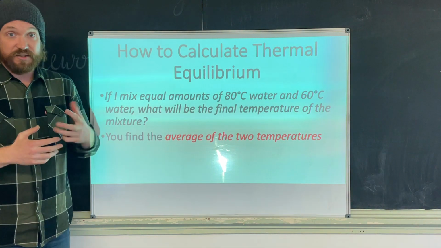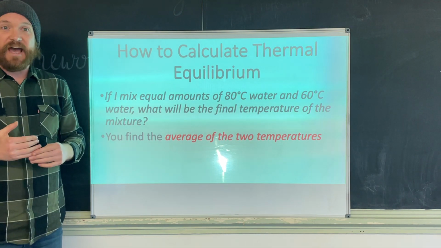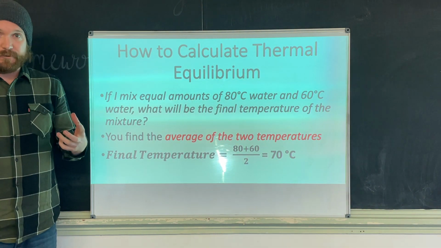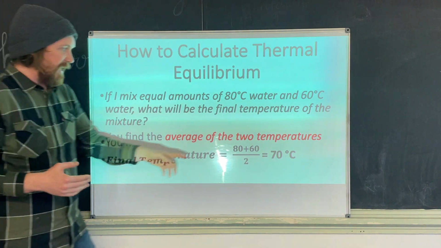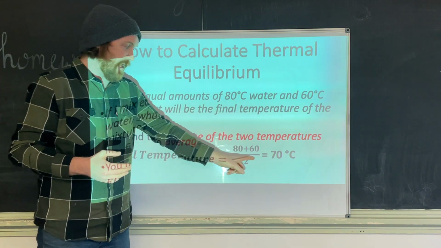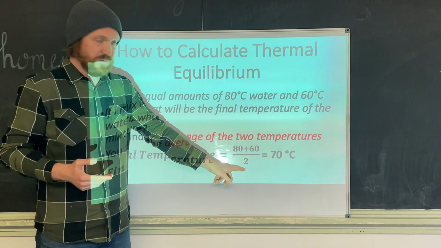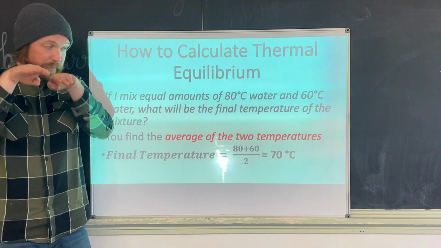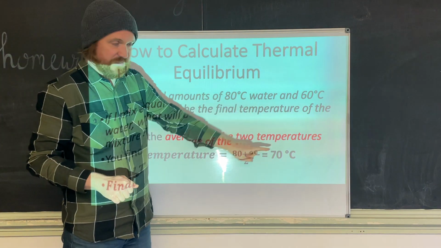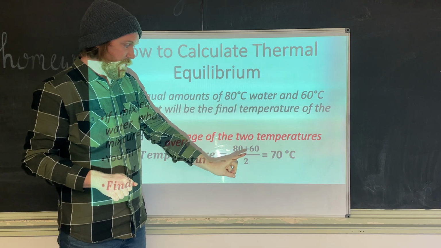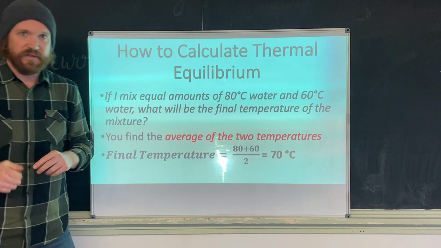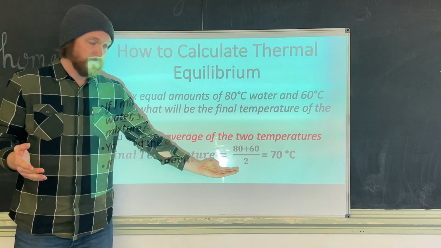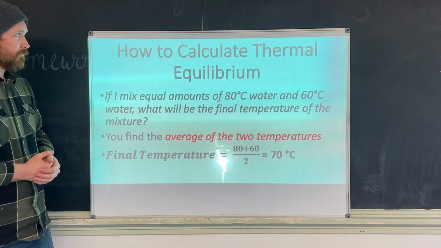Okay, so this is actually super simple. Hopefully you remember how to find the average of 2 things. If you don't, I'll show you. To find the final temperature, all you have to do is add up the 2 numbers and divide by the total amount of numbers, which in this case is 2. So to find the average temperature that these are going to end up at, you add 80 plus 60, which is 140, and 140 divided by 2 gives me 70. Looks fancy, pretty simple stuff, right?